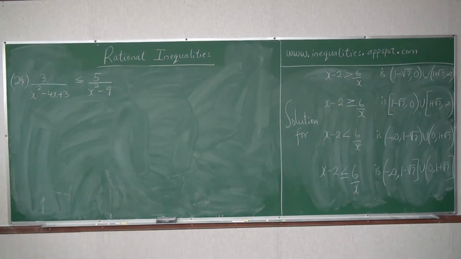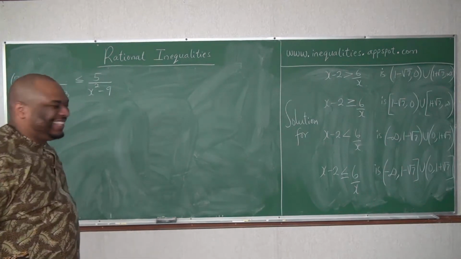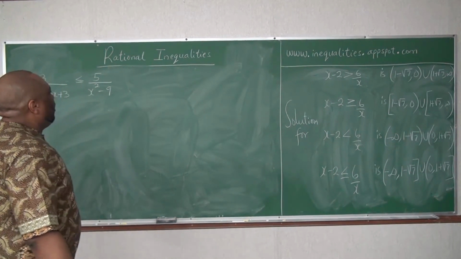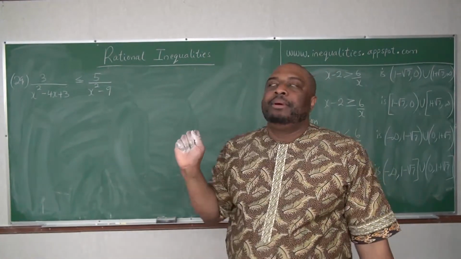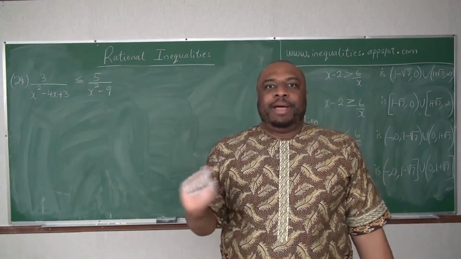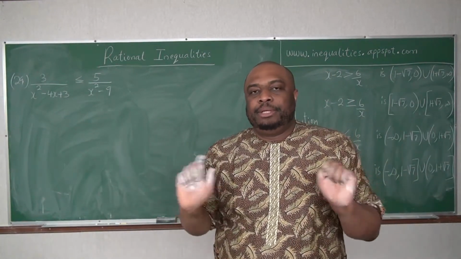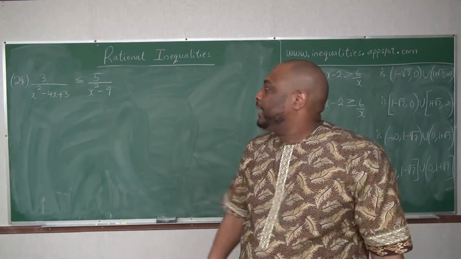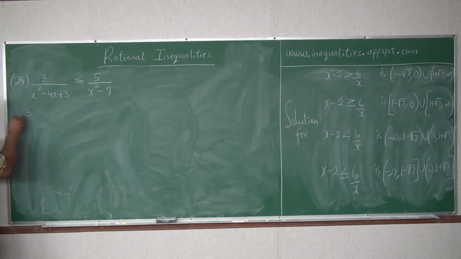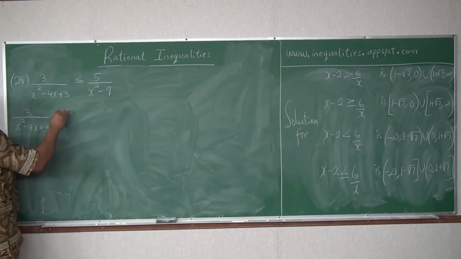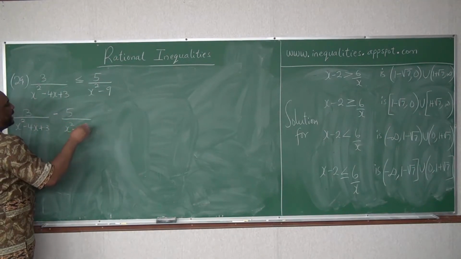Okay, we are getting to the part where you have to be careful. All right, folks, let's solve this. First step is to have 0 on the right hand side by itself. No. So we need to fix that. So this is 3 over x squared minus 4x plus 3 minus 5 over x squared minus 9 greater than 0.